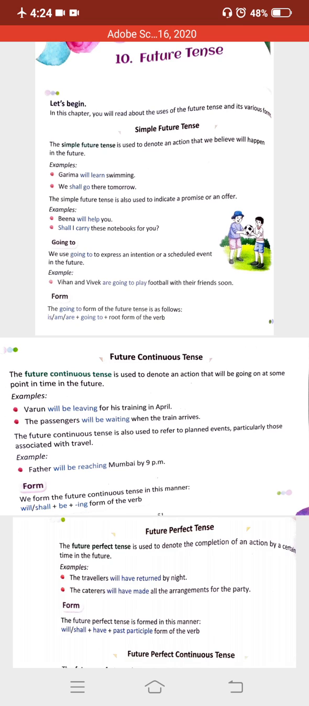This indicates that I promise you that Bina will help you, and it is an offer to you that Bina will help you there. You can just go there. Next is, shall I carry these notebooks for you? This is an offer from one person to another, and we are asking for permission. For that we can also use the simple future tense.